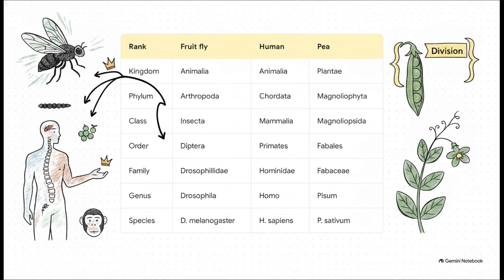We're both animals. But we diverge literally immediately after that at the phylum level. The fly goes to Arthropoda, while we jump over to Chordata. From there, our paths never cross again, eventually ending in completely different species: D. melanogaster for the fly and H. sapiens for us. Meanwhile, look at the pea. It starts in a completely different kingdom altogether, Plantae. And remember our rule from earlier, it uses division instead of phylum, classifying it under Magnoliophyta.